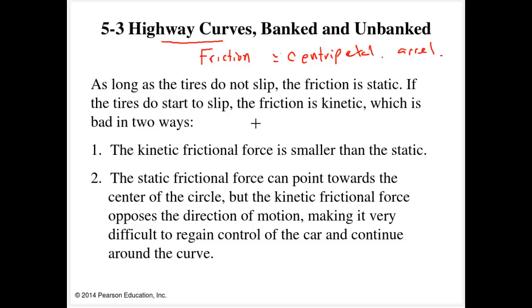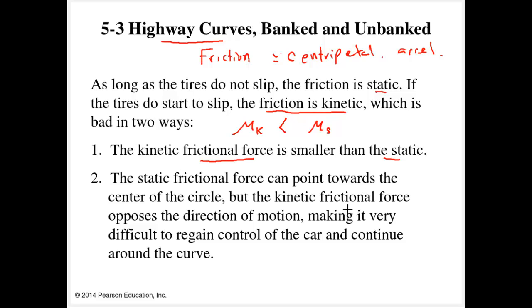And you want to go around the turn using static friction, which is saying that your wheels are not moving at a different speed than the road. You're not slipping on the road. Once you're slipping on the road, then we're talking about kinetic friction, and that's actually bad for two reasons. The first is because the coefficient of kinetic friction is smaller than the coefficient of static friction. Therefore, the frictional force is smaller for kinetic friction than for static friction.